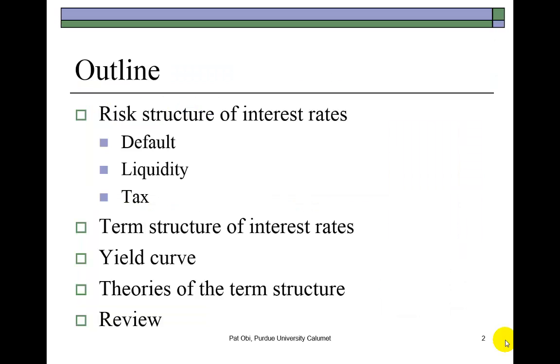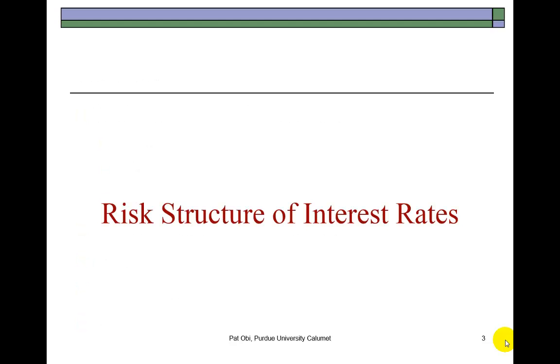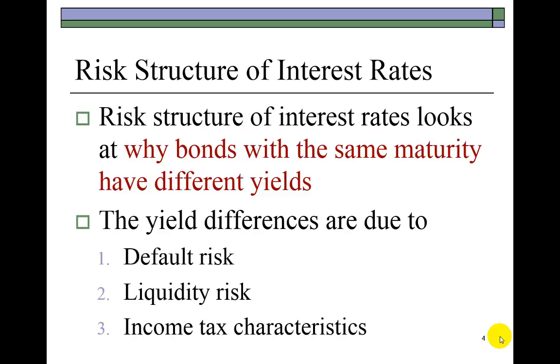This first section will deal with the risk structure of interest rates. And by that we mean why bonds with the same maturity have different yields, different interest rates. And we find that the risk characteristics that will cause the interest rates on bonds with the same maturity to be different would be due to one or more of these three factors.